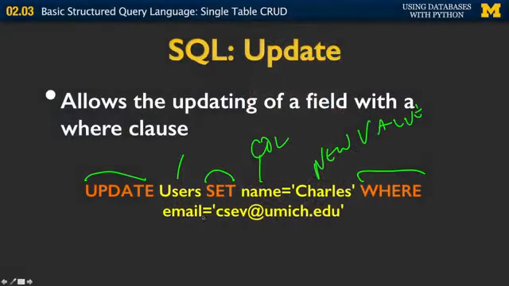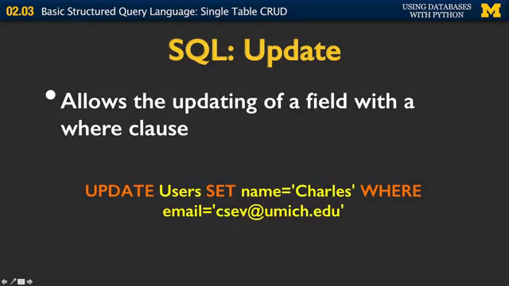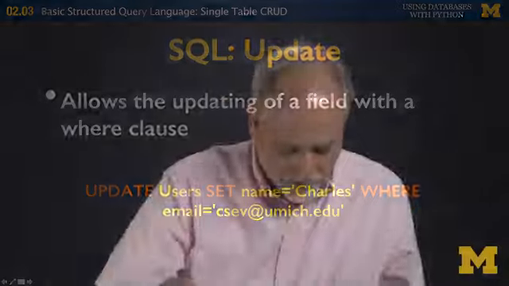So we have a where clause here that says where email equals csev@umich.edu. So what we're really saying is go find the rows where that is true and change the column named name to be Charles. So let's do that one.